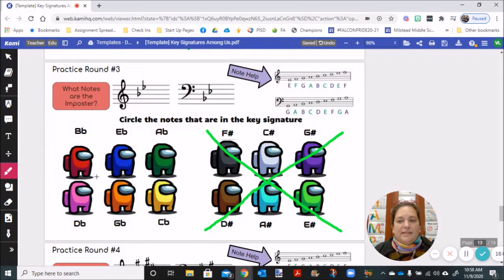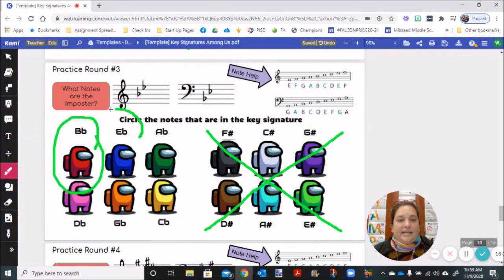What letter name is it? Hopefully you said B. If you did, you were correct. The first symbol is B flat. It's telling you all B's are flat. Look at the next symbol, that one and that one. So we're looking at fourth space in treble clef, third space in bass clef. What letter name lives there?